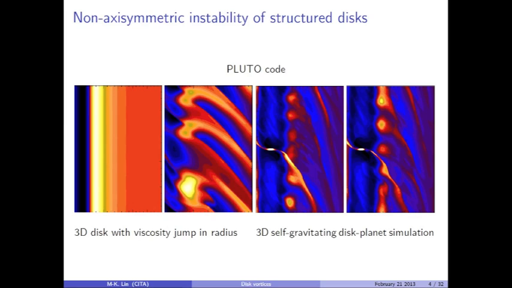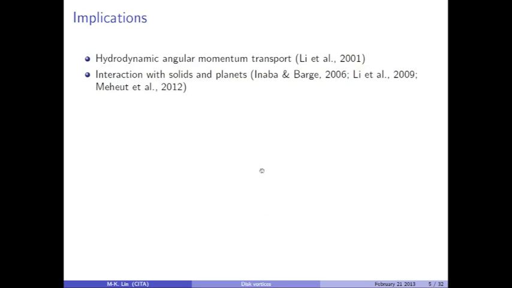I just want to point out that the disk planet simulation here is actually a self-gravitating disk, but these blobs here, these are not gravitational instabilities. The disk is actually quite far from gravitational instability. So these vortices can do two things. One is they could transport angular momentum outwards and help accretion. But right now there's probably more interest in these vortices because they can potentially assist planetesimal formation.